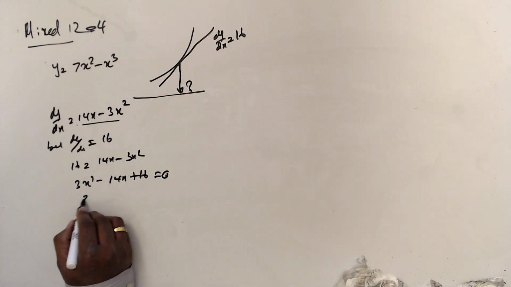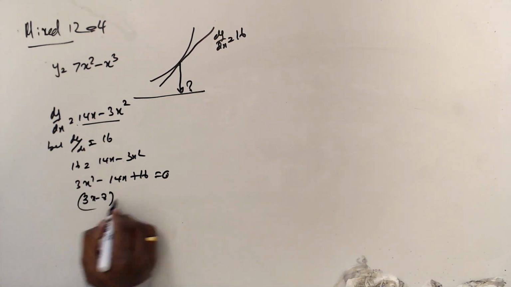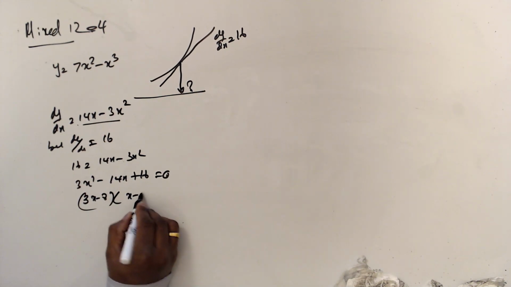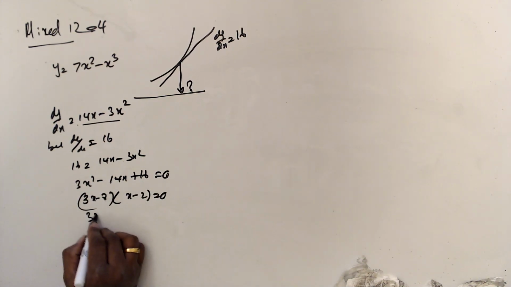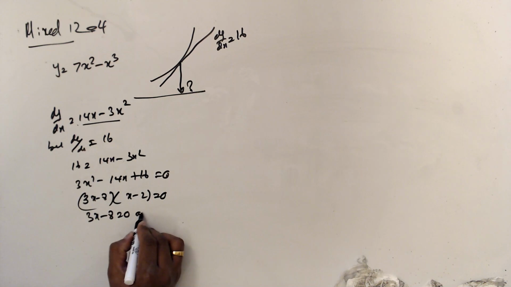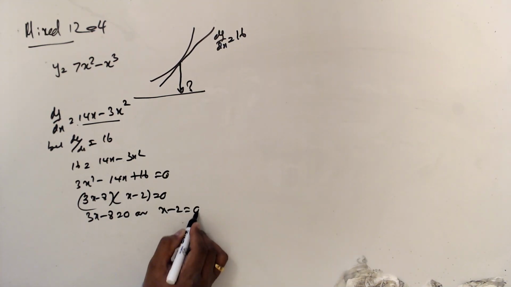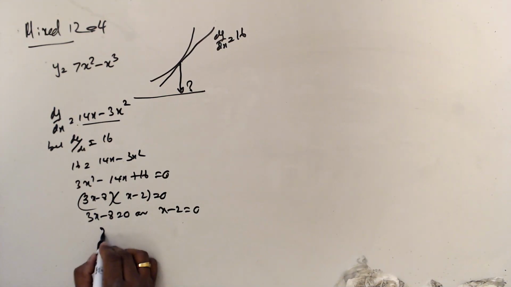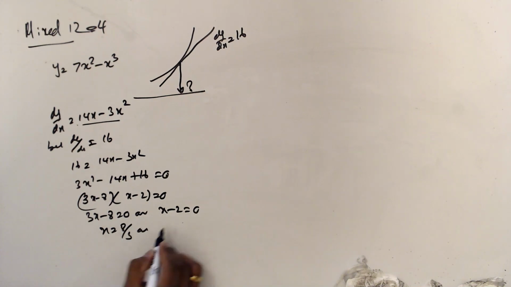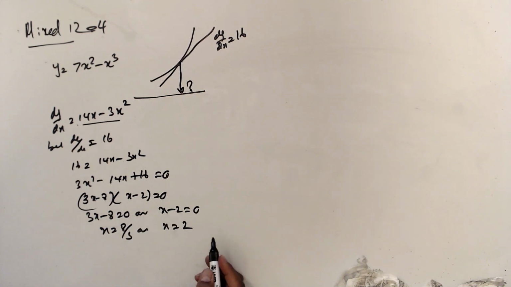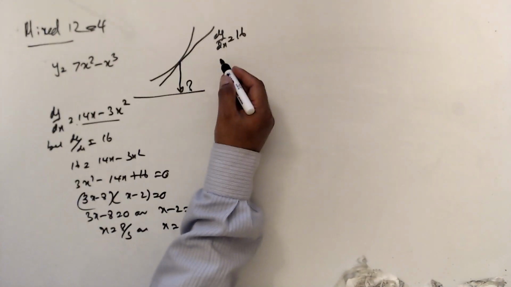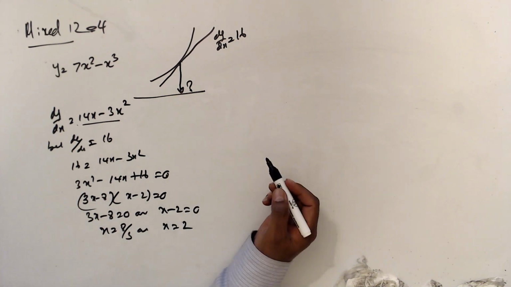So we can break this one: 3x minus 8 and x minus 2 equals 0. So 3x minus 8 equals 0 or x minus 2 equals 0. So x equals 8 over 3 or x equals 2. Now we have 2 points, and on both points dy by dx equals 0.